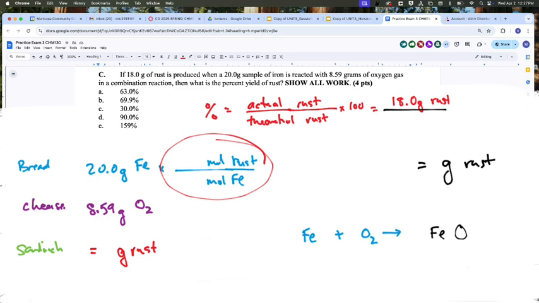Okay? What you will see tutors going through and doing is saying, whoa, but rust has the formula of, well, how did they know that? They memorized it. That's not what you're allowed to do, so that doesn't work. Okay? So how could we possibly do this? Well, let's go back to another statement. This was a combination reaction. If I take 20.0 grams of the iron and 8.59 grams of the oxygen, how much iron oxide, how much rust should I make?